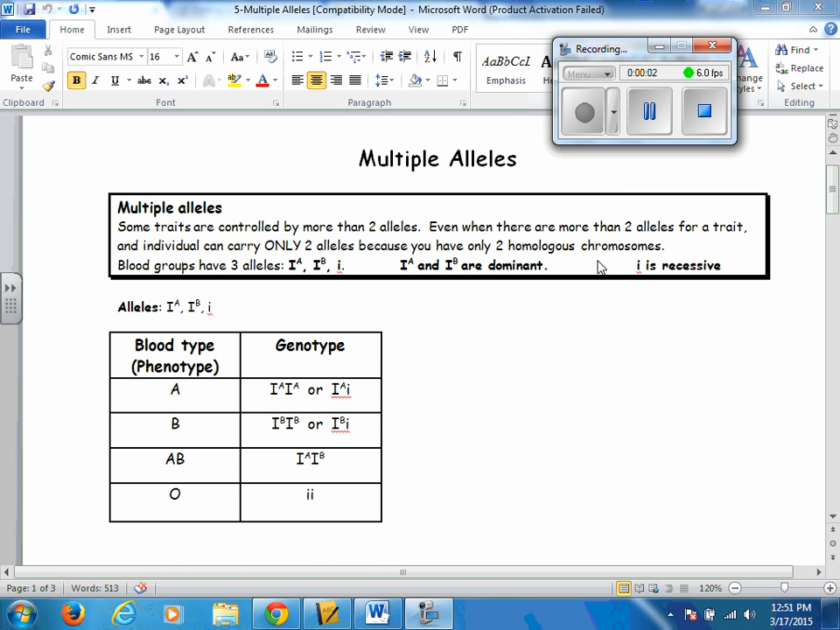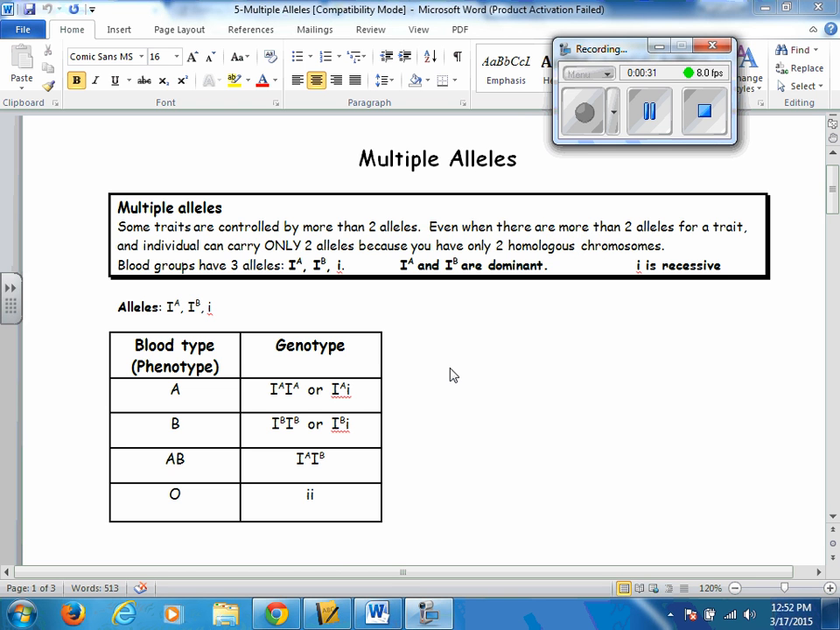Hi, this is the podcast on multiple alleles, another non-Mendelian genetic example that Mendel did see. In some traits, I'm just going to read from the top here, so just follow along. Some traits are controlled by more than two alleles. There's more than just one dominant allele, and even when there are more than two alleles for a trait, an individual can only carry two alleles because you, again, have only two homologous chromosomes.